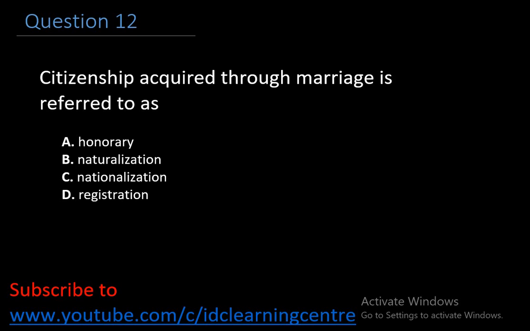Citizenship acquired through marriage is referred to as A, honorary, B, naturalization, C, nationalization, D, registration. The right answer is D, registration. Let me take it again. Citizenship acquired through marriage is referred to as registration. This is a method by which women acquire citizenship through marriage. For example, a Cameroonian woman married to a Nigerian may register as a Nigerian and should take the oath of allegiance and renounce her Cameroonian citizenship.